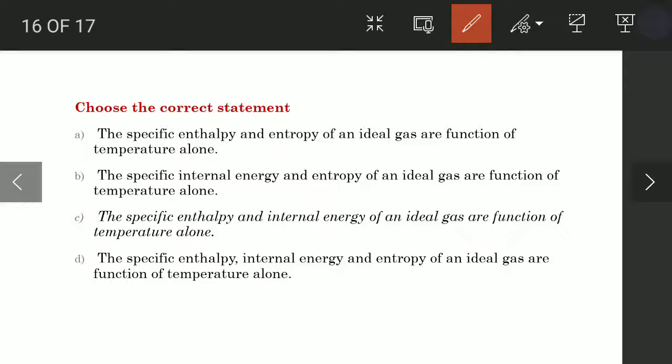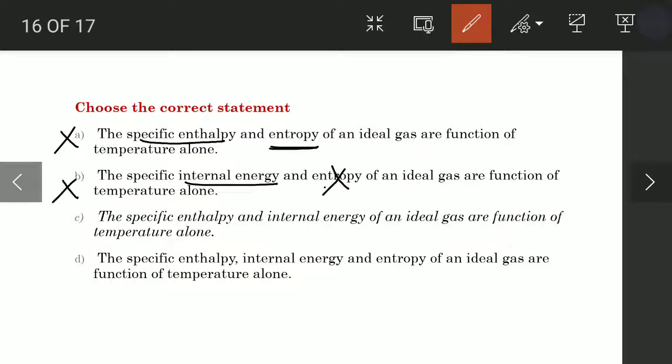Now next question, choose the correct statement. The specific enthalpy and entropy of an ideal gas are functions of temperature alone. Entropy again depends upon the heat transfer. Specific enthalpy depends upon temperature only. Entropy depends upon heat transfer and temperature both. So the first option is not correct. Second, the specific internal energy and entropy of an ideal gas are functions of temperature. Wrong. Internal energy is a function of temperature, but entropy is not.